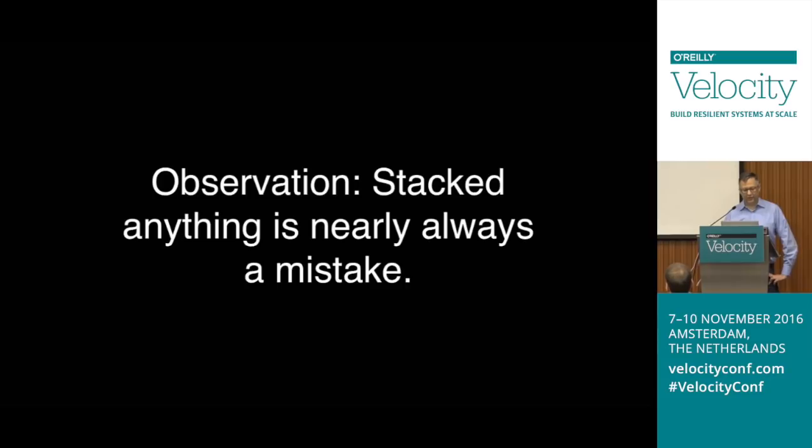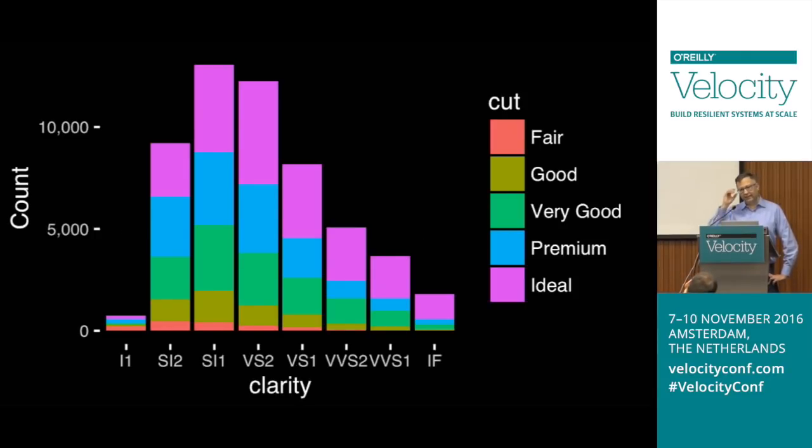So here's an observation. Stacked anything is nearly always a mistake. So here's a chart from a data set of 54,000 diamonds. Each row in the data set encodes the cut, the color, the clarity, the price, other data like the table size and so on. This chart is just showing the count of diamonds in each combination of cut and clarity. Because we have only 2 dimensions of space, an x and a y-axis, we have to encode cut with another channel, so we pick hue.